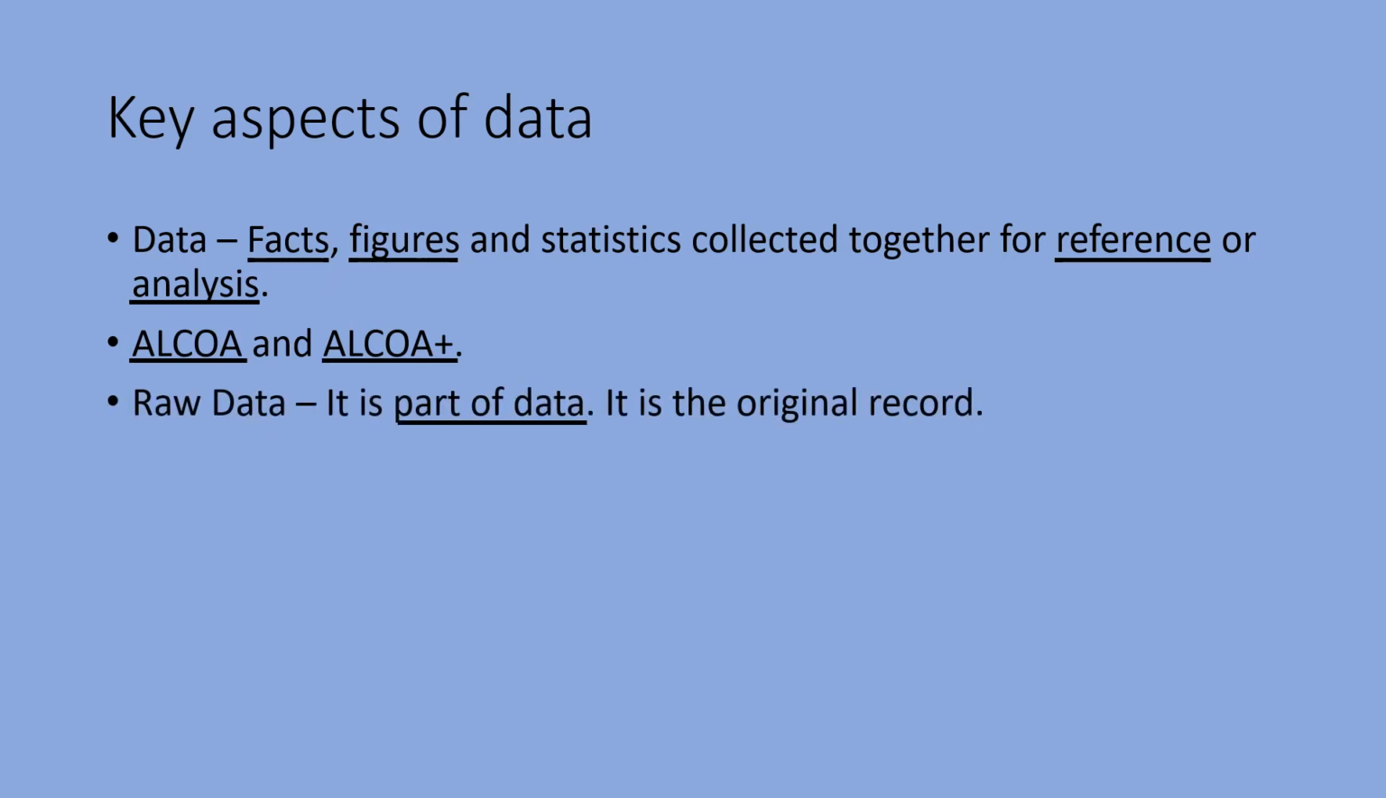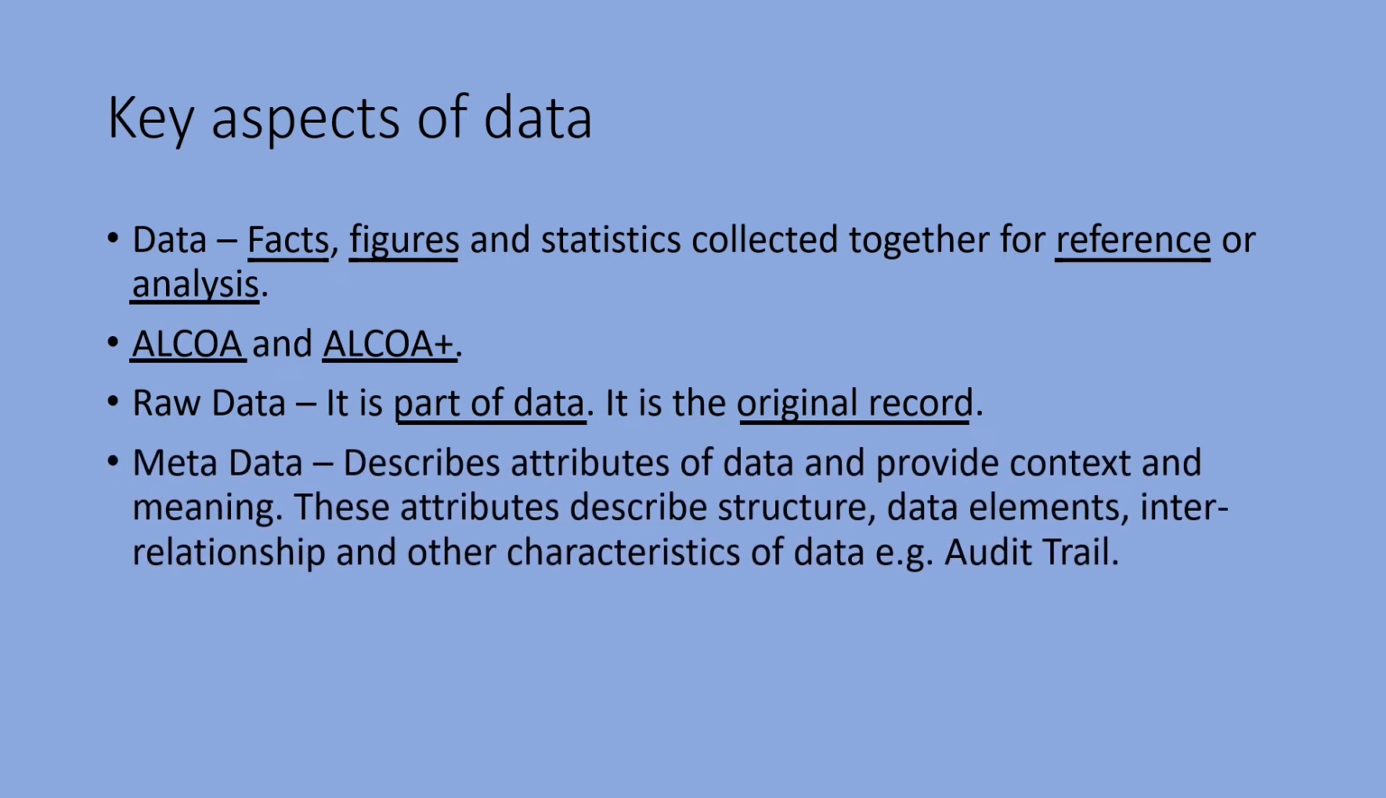Raw data, it's a part of the data, it is the original data. Metadata describes attributes of the data and provide context and meaning. These attributes describe structure, data elements, interrelationship, and other characteristics. Example, audit trail. This data helps to construct the event with accuracy. This will address elements of who, what, when, and why of the event. This is exactly the meaning of audit trail.